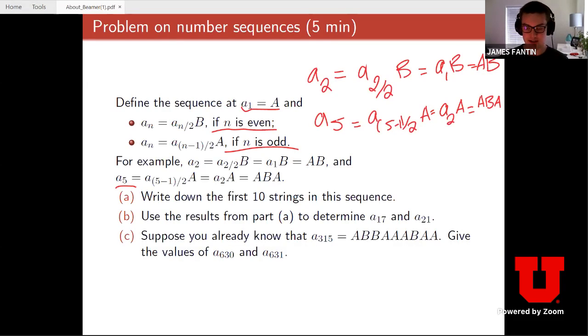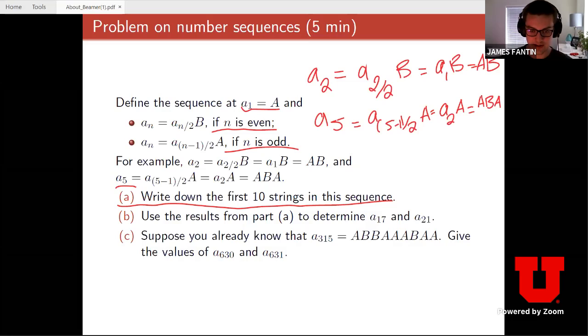For the first part, take a minute or so by yourself and work on part A, writing down the first 10 strings in the sequence. If you have any questions on this, you can put them in chat or raise your hand.